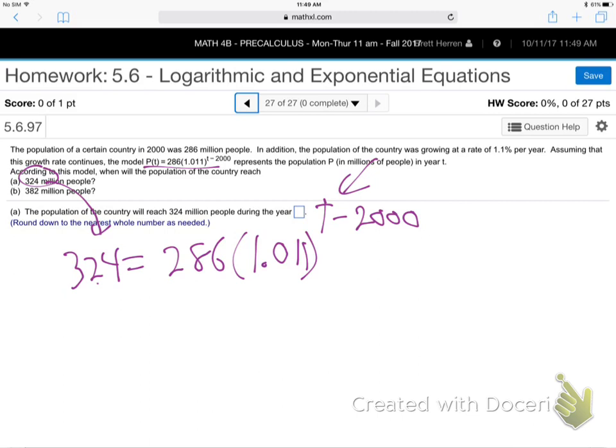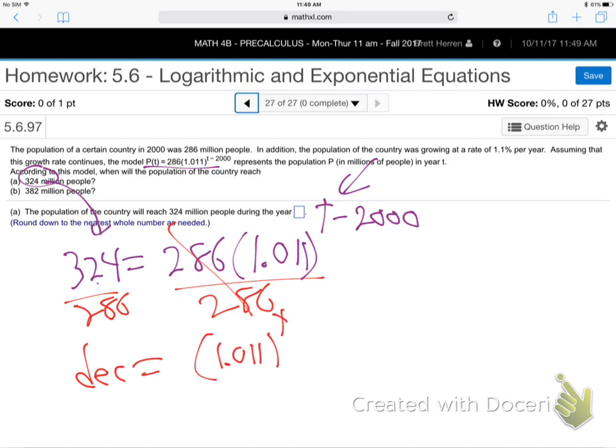How do you solve that for T? T is in the power, so what are you going to do? Get it out of the power. First get the base alone, though. So first divide by the 286. You with me? Get whatever that decimal is. And then your friend that gets it out of the power, the ln of both sides, bring down the power, and away you go. Is that good? All right, guys.